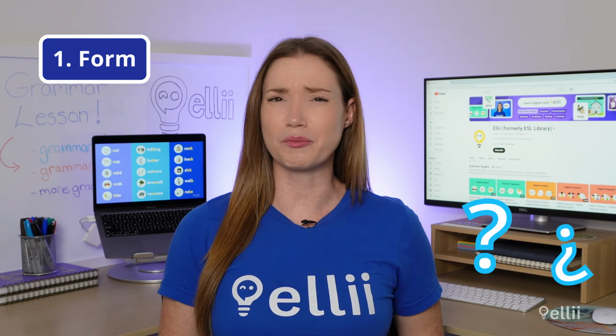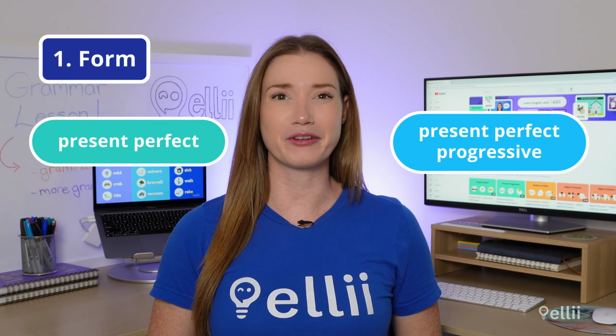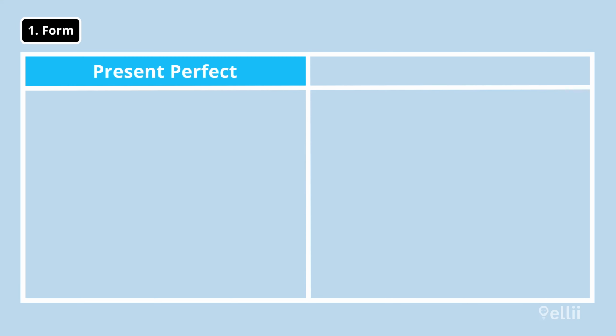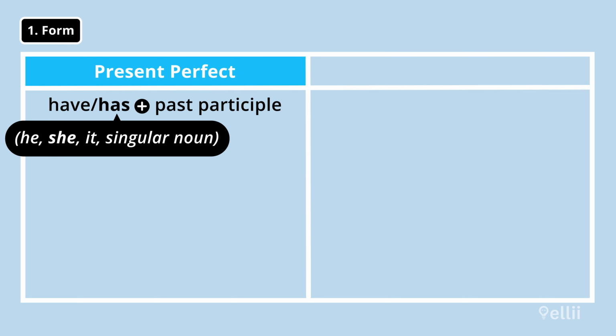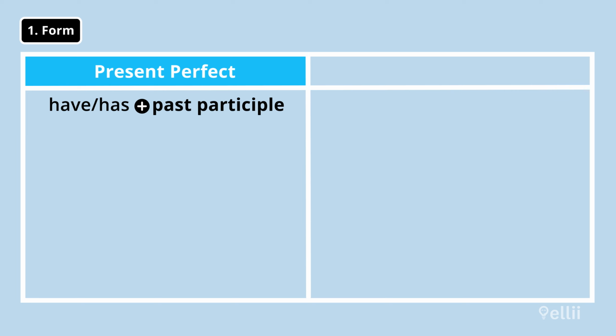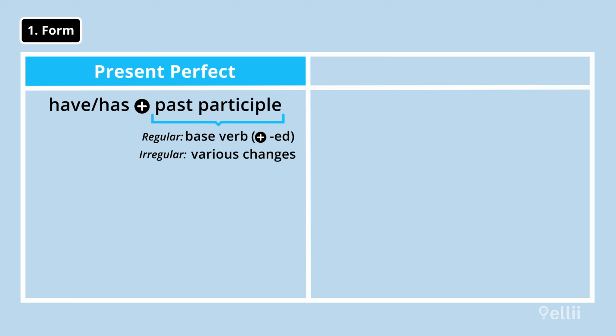How do we conjugate the present perfect and present perfect progressive in English? We form the present perfect tense by using the auxiliary verb have or has plus the past participle form of the verb. Have becomes has when the subject is he, she, it, or a singular noun. The past participle of regular verbs is formed by adding ed, while irregular verbs undergo various types of changes to the middle or ending of the verb.